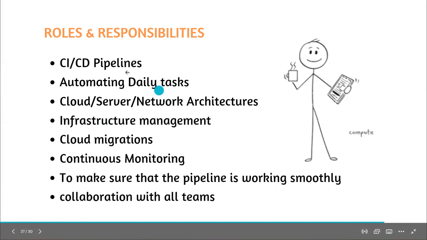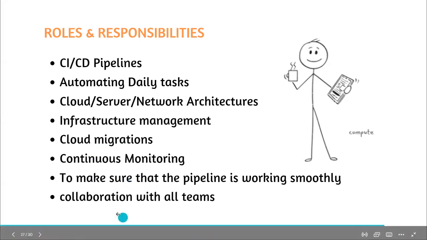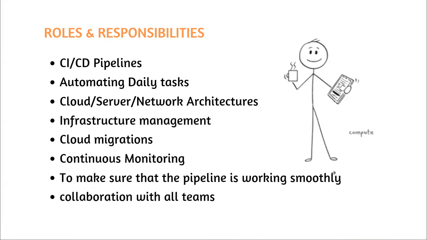So these are your roles and responsibilities. One more time I'm telling you. First one is the CI/CD pipeline. Second one is automating daily tasks. Third one is your cloud server and network architectures. Fourth one is infra management. Fifth is cloud migration, sixth is continuous monitoring, seventh is keeping the pipeline working smoothly. Last one is collaboration. So as a DevOps engineer, these are majorly your roles and responsibilities.